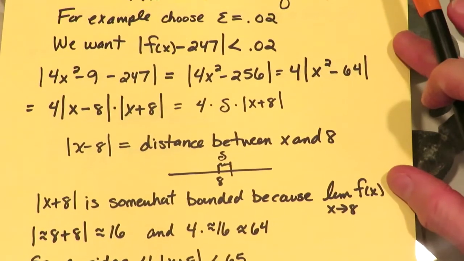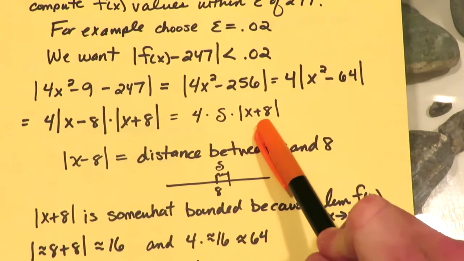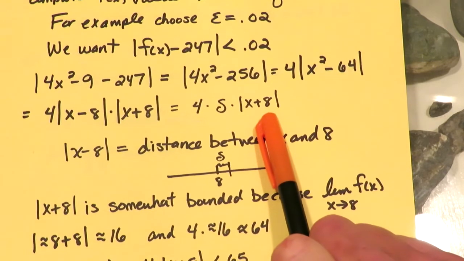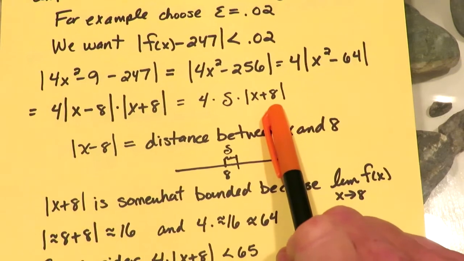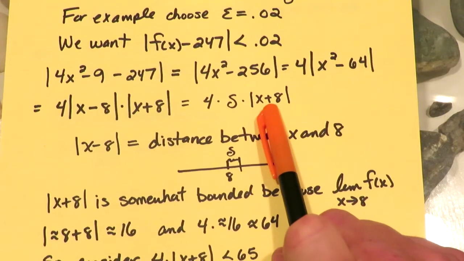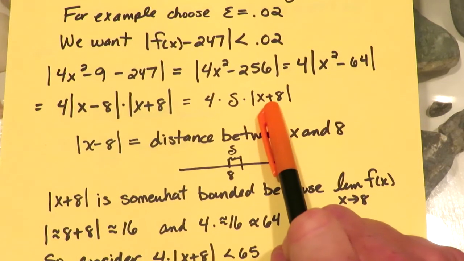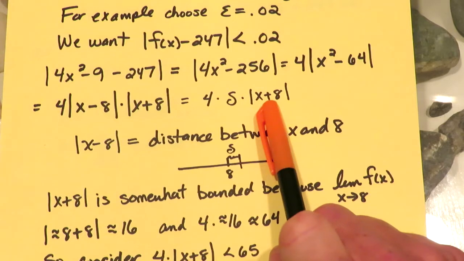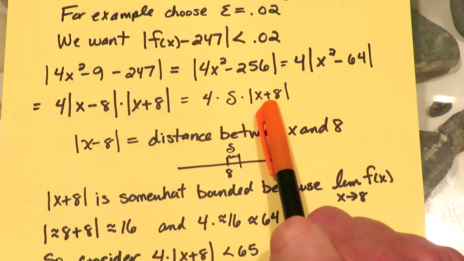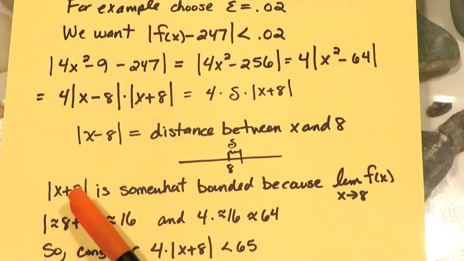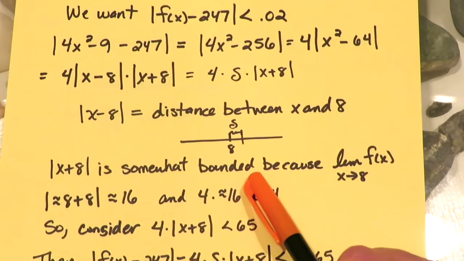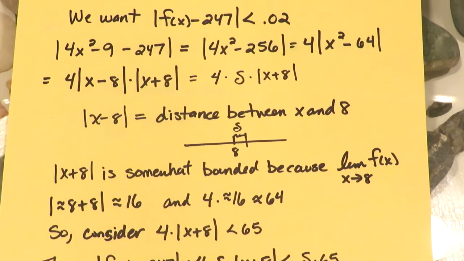And then consider how we're taking the limit as x goes to 8. If you're taking the limit as x goes to 8, it means you're plugging in numbers that are close to 8. I'm not plugging in 5,280. I'm not plugging in negative 306. I am plugging in numbers like 7.999 or 8.01. So the absolute value of x plus 8 is somewhat bounded, since we're not straying very far away from 8.